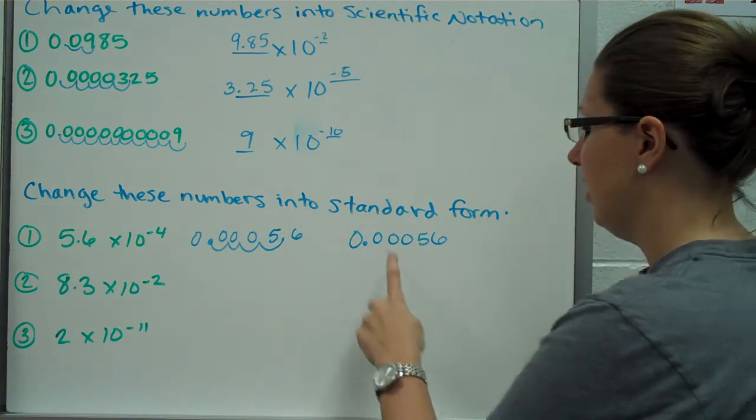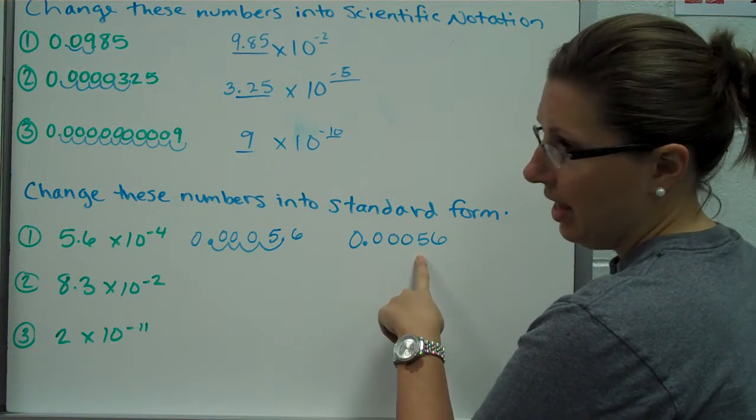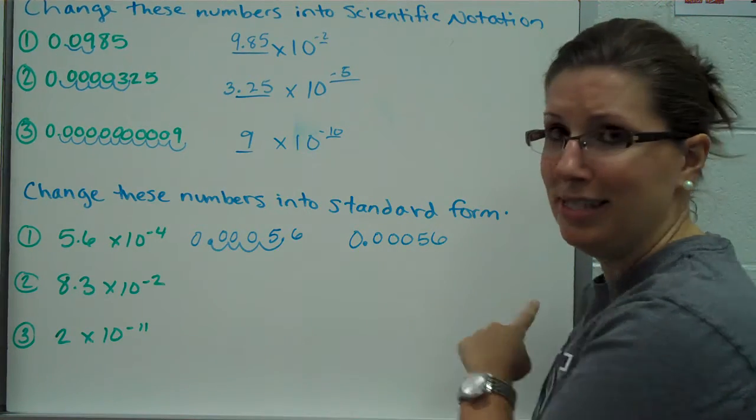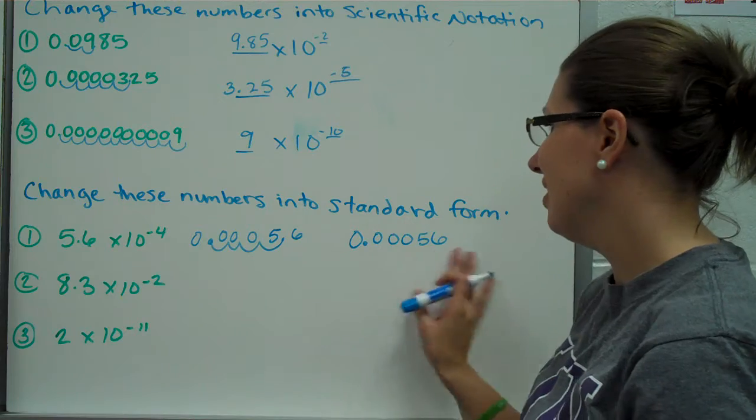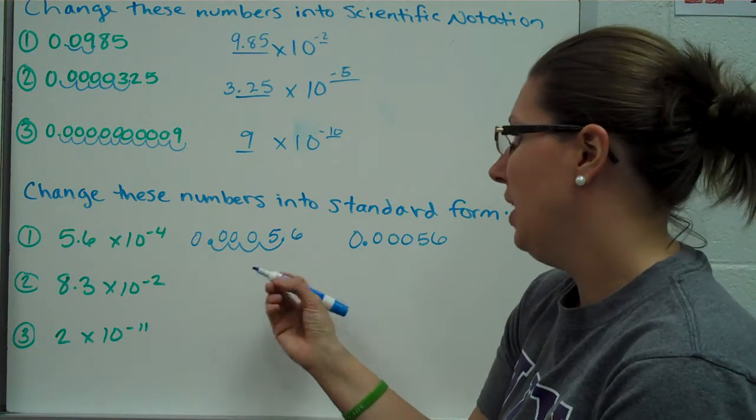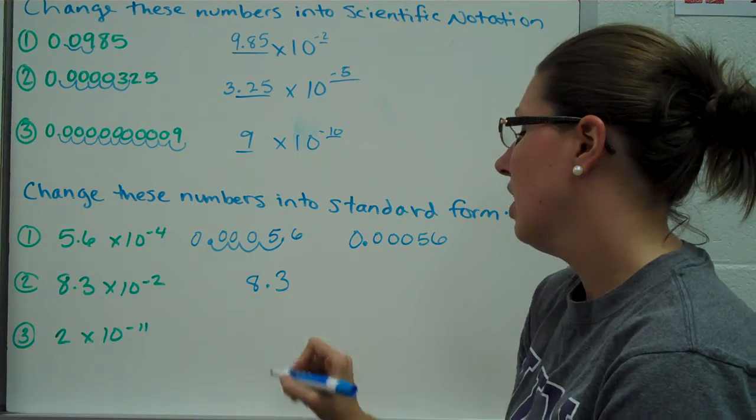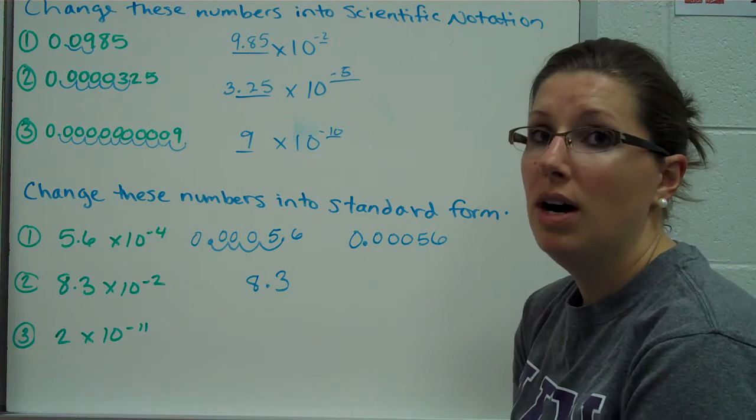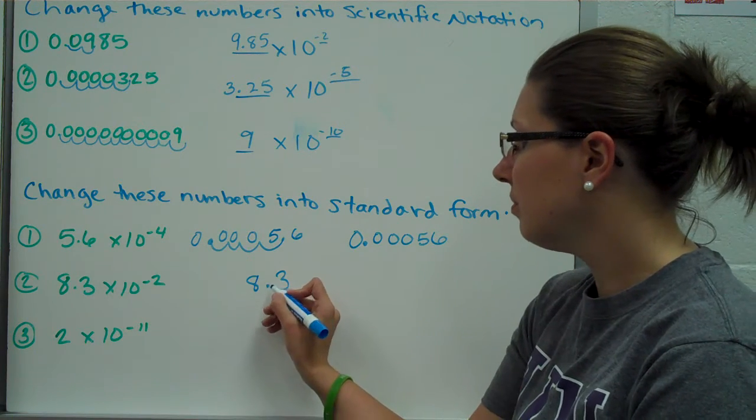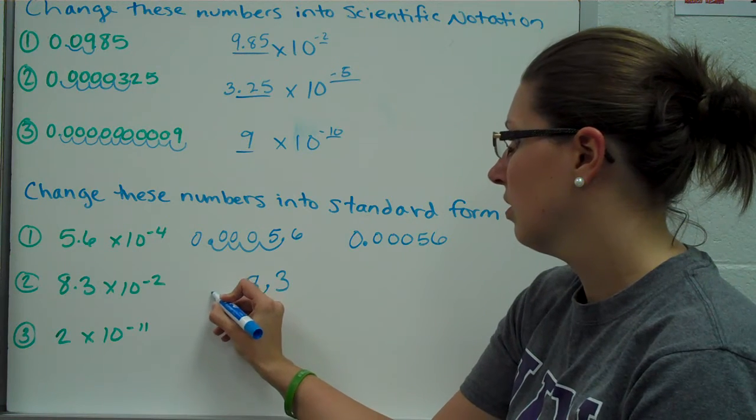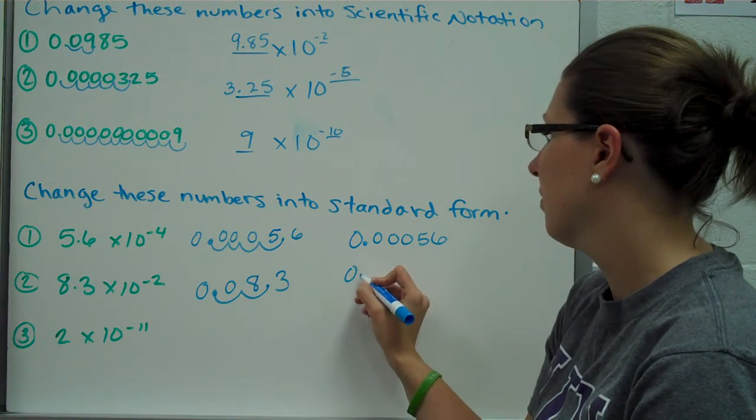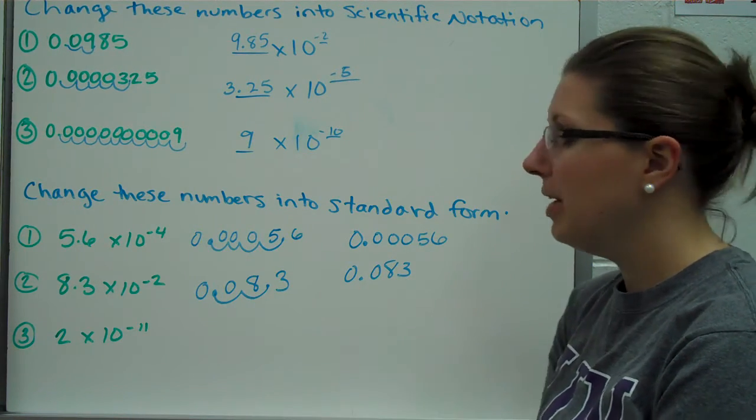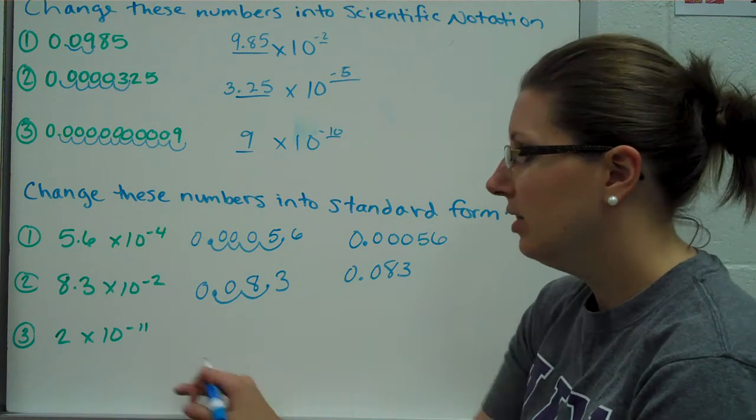If I were to read this, that's tens, hundreds, thousands, 10 thousands, 100 thousands. So this is 5,600 hundred-thousandths of a number of 1. So this is a very small number. Let's take the next one, 8.3. And why don't you pause the video and you try changing this number into standard form. Did you get this? 0.083? Hope so.